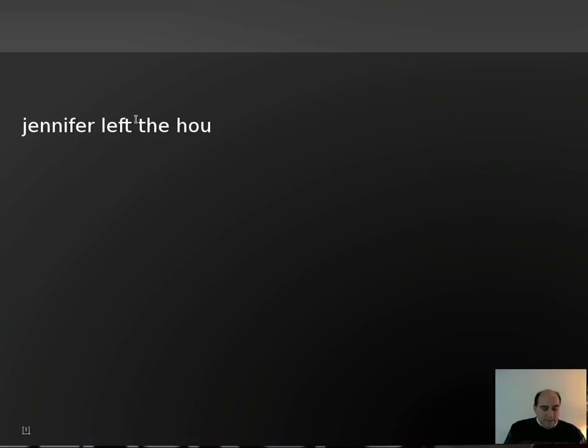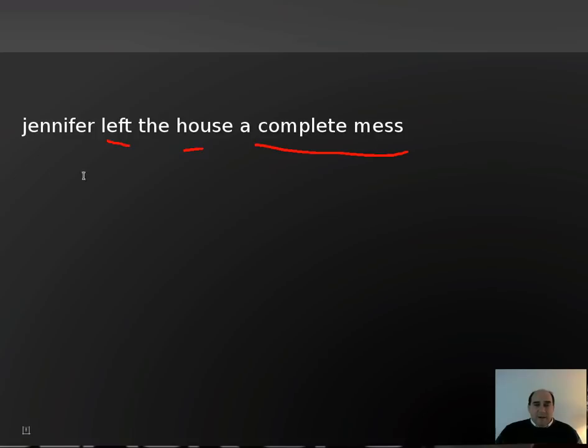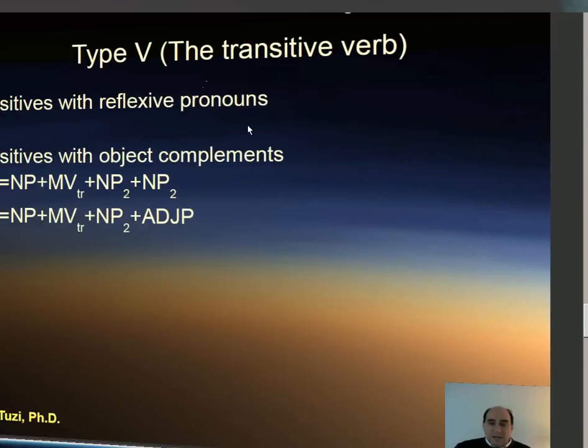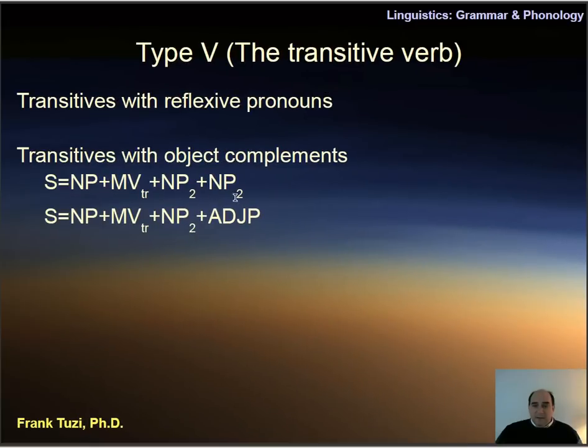Left the house a complete mess. So we have house and we have a complete mess. They're both nouns. They're both noun phrases, and then of course here's the main verb, right? So we've got noun phrase, verb, and then 2 nouns. And both of these nouns refer to the same thing, so therefore it's going to be noun 2, like this one here. And then the other example they gave was Jennifer left the house messy.